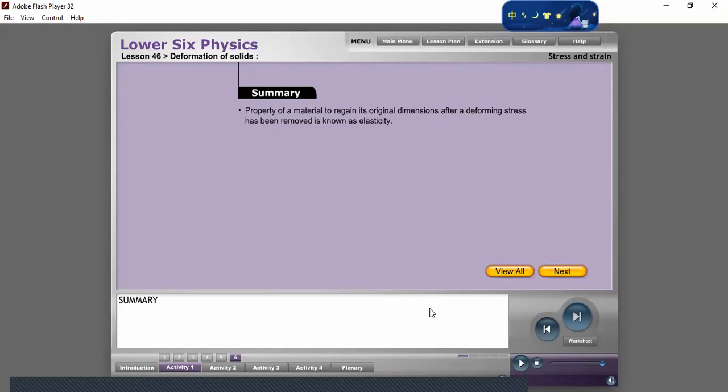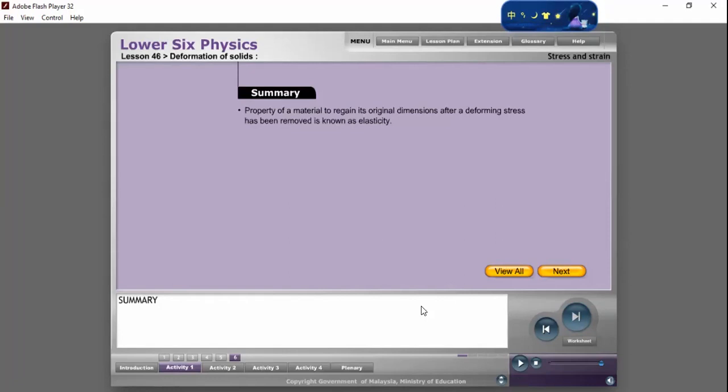If the object is able to return to the original shape or original length, we say that the object is within the elastic limit. If the object cannot return to the original length or the original shape, this means that we say that the object is out of the elastic limit.